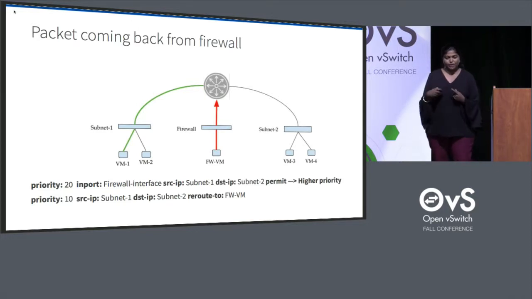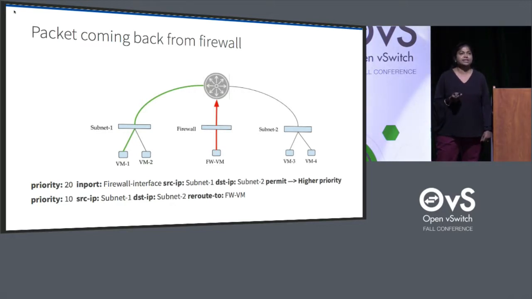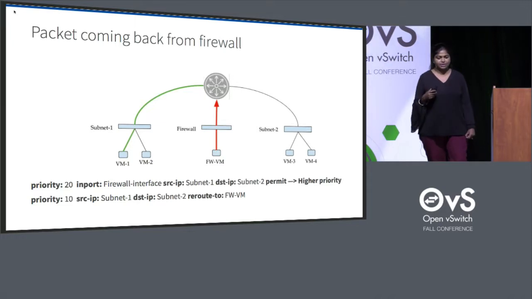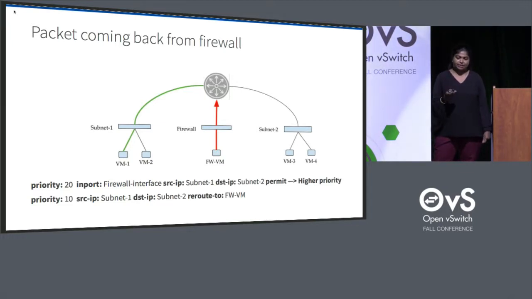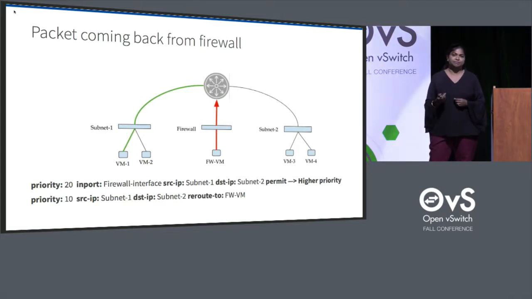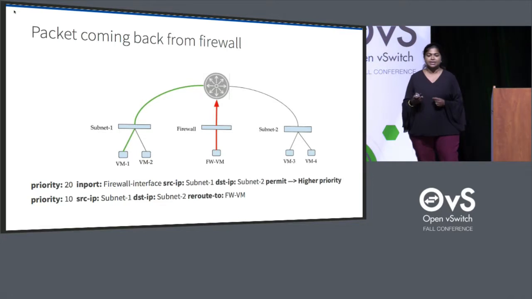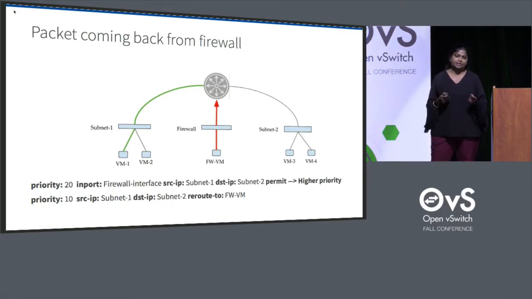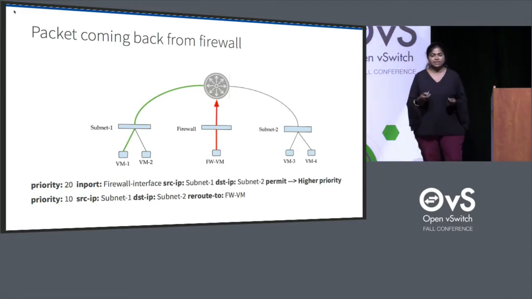To prevent that looping of packet, we've added an additional policy with a higher priority, priority 20, that says that when the packet comes from the firewall interface, the incoming interface is the firewall interface, and the remaining match criteria remain the same, that is source IP is subnet 1, destination IP is subnet 2. The action is permit. By saying the action is permit, we are indicating to the router that the policy does not have an input for the forwarding decision, and the IP routing decision needs to be honored.